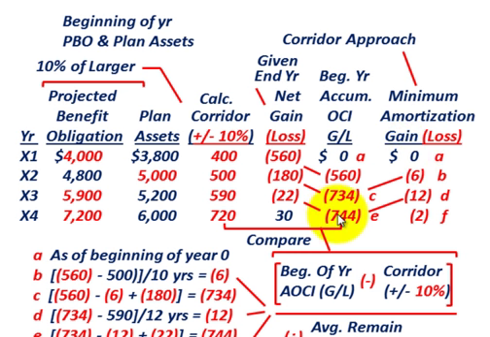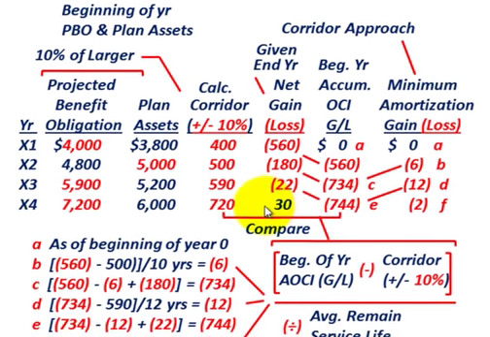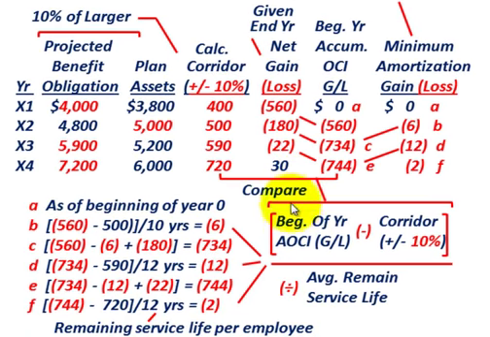Here is what you're going to do: we're going to calculate our quarter amount, and we're going to compare it to the beginning of the year accumulated other comprehensive income gain or loss. We make that comparison: we take the beginning of the year accumulated other comprehensive income, any gain or loss, and we subtract out our quarter amount of that plus or minus 10%, and then we divide it by the average remaining service life, and that's going to give us the minimum amortization of gain or loss. So let's look at year X4.